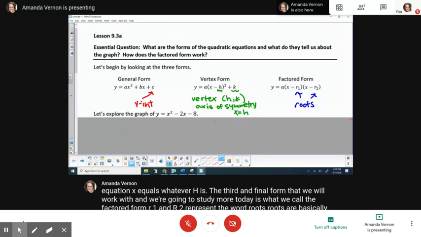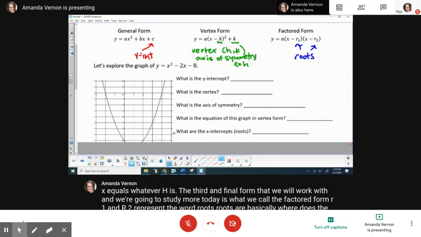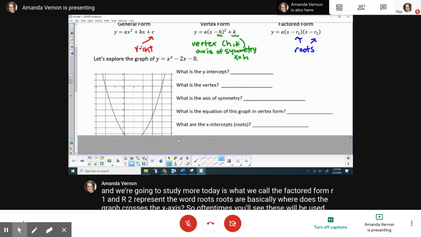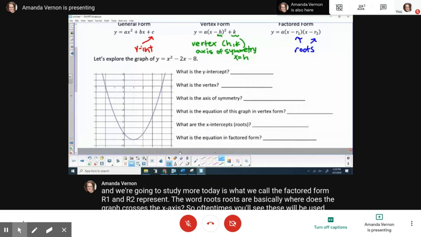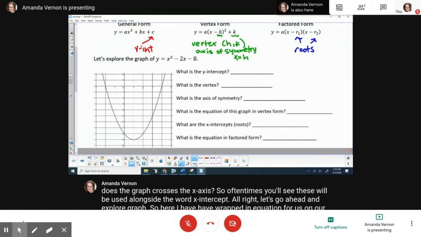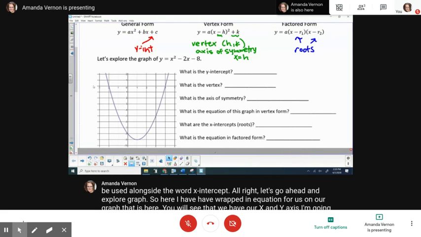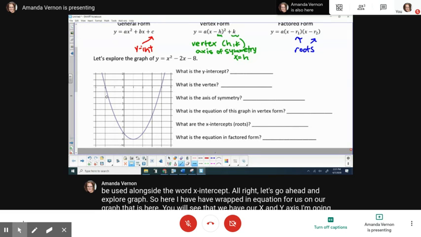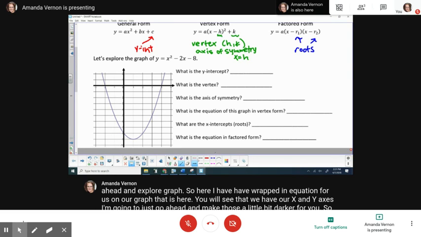All right, let's go ahead and explore a graph. So here I have graphed an equation for us. On our graph, you will see that we have our x and y axes. I'm going to just go ahead and make those a little bit darker for you. So the x-axis is here, and the y-axis is here. That might help some of us just to get a better view of what's going on.